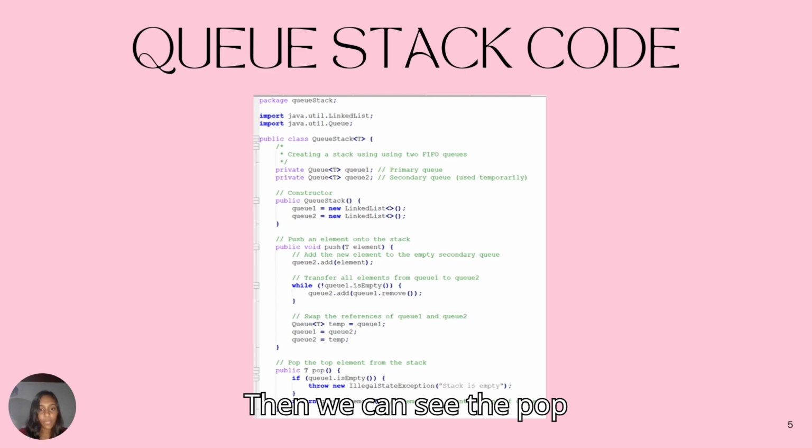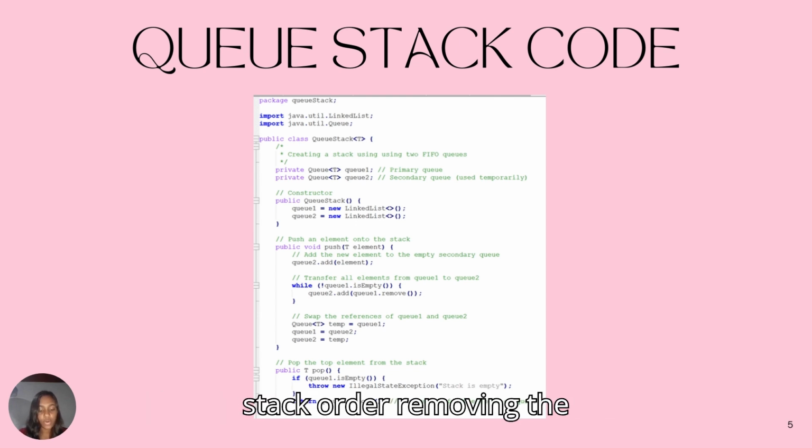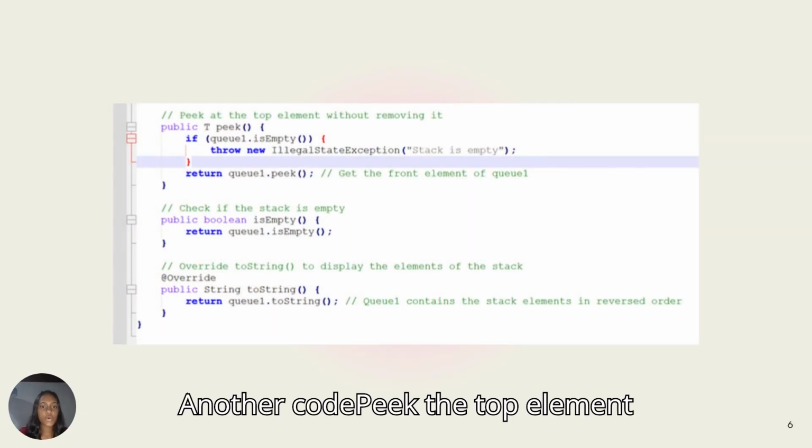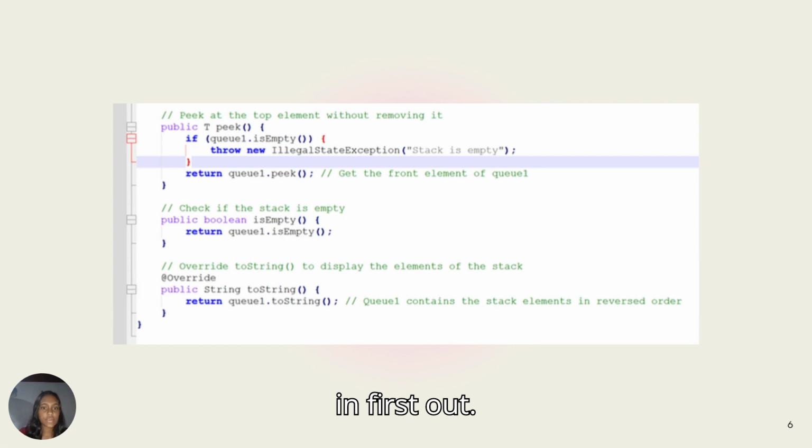Then we can see the pop, which removes the top element from the stack. Since Q1 holds the elements in stack order, removing the front element effectively pops the last added element. Another method is peek, which returns the top element without removing it, using the first in first out method. Then there is a check of whether the stack is empty.